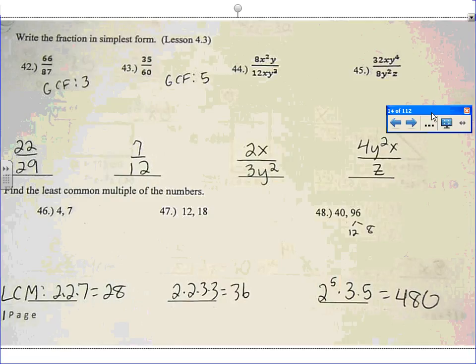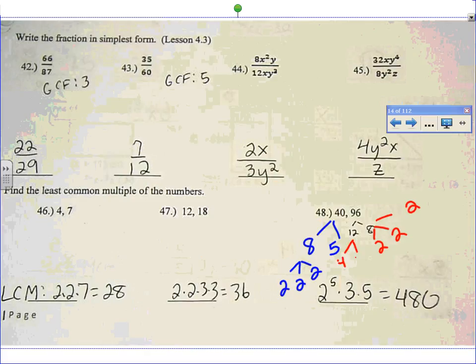Okay, you just divided by 2 too many times. That's why. But let me show you this way anyway, just in case you want to check it this way. You can change 40 to 8 times 5, and then we can change the 8 to 2 times 2 times 2. And then 96, we have 12 times 8 is 96. We're going to change our 8 to 2 times 2 times 2. We can change our 12 to 4 times 3, and then the 4 to 2 times 2.